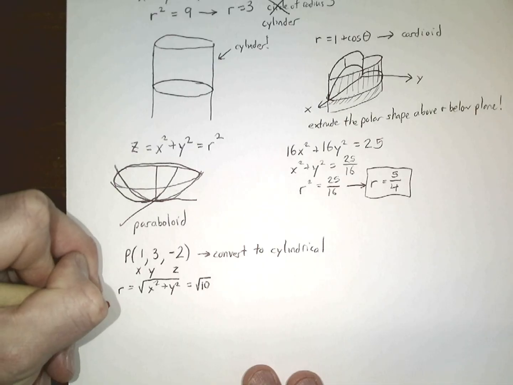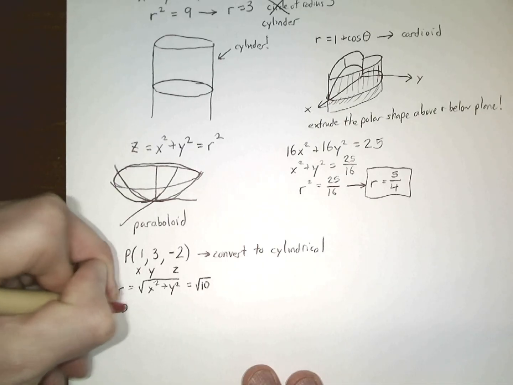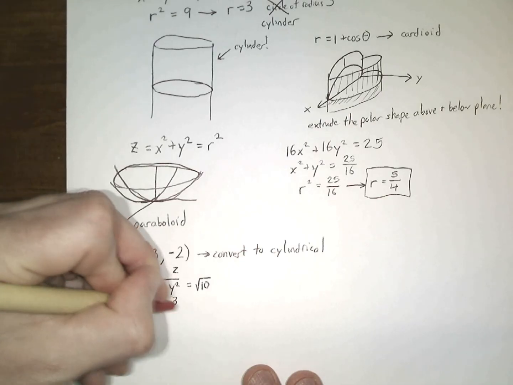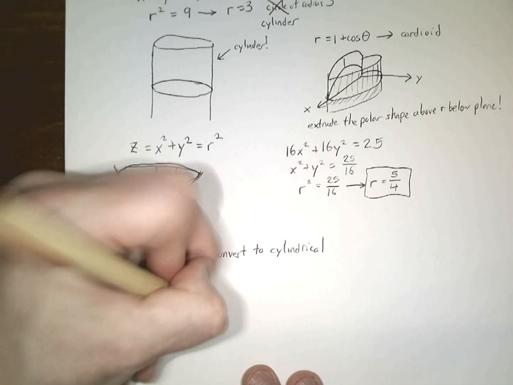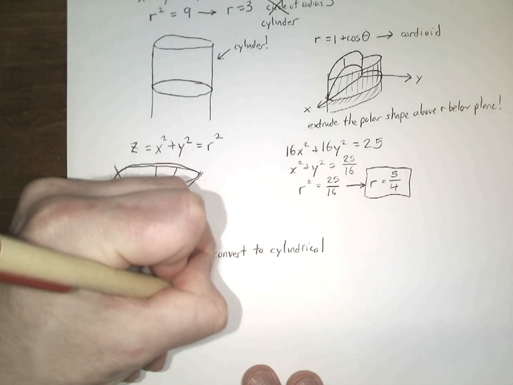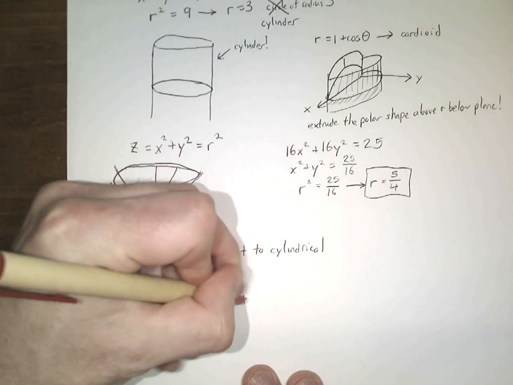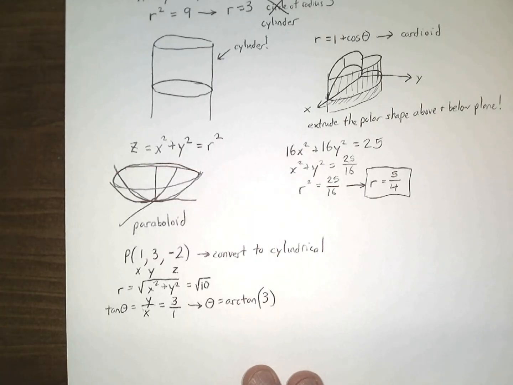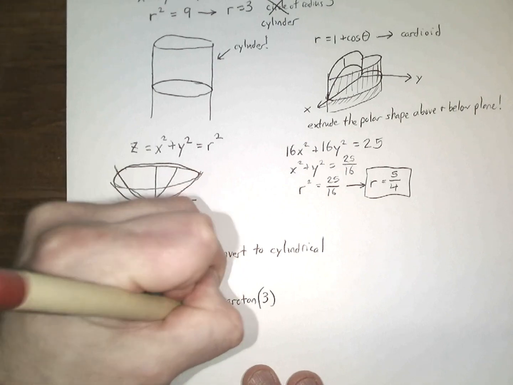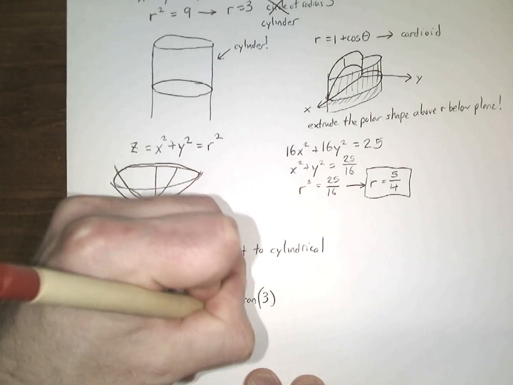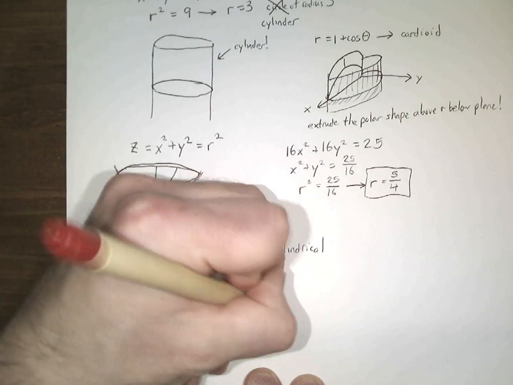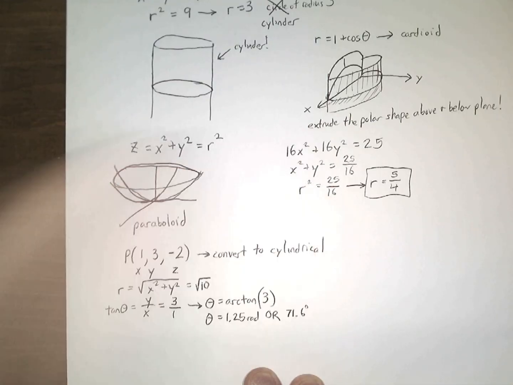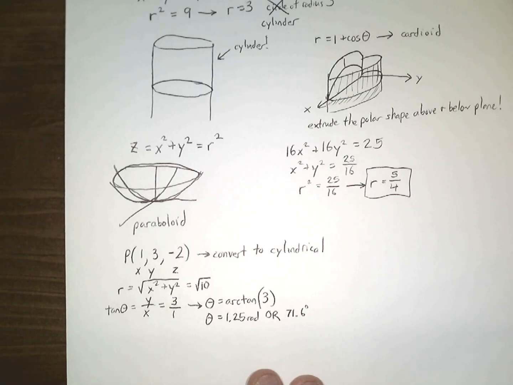For the angle, we use the expression that tan theta is y over x, which means I have 3 over 1 as the ratio there. Theta is now the arctangent, or inverse tangent, if you like it that way better, of 3. If I put that into my calculator, it tells me that this angle is equal to about 1.25 radians, or if you're a degrees person, 71.6 degrees, more or less.